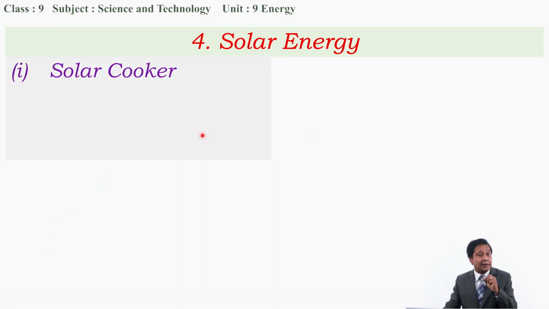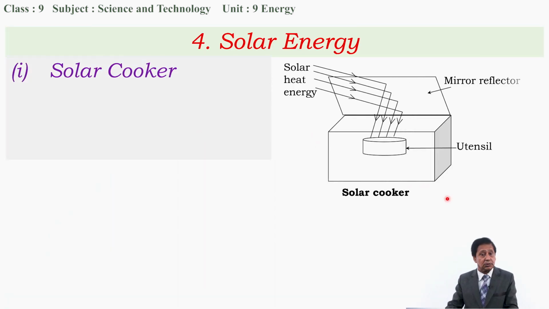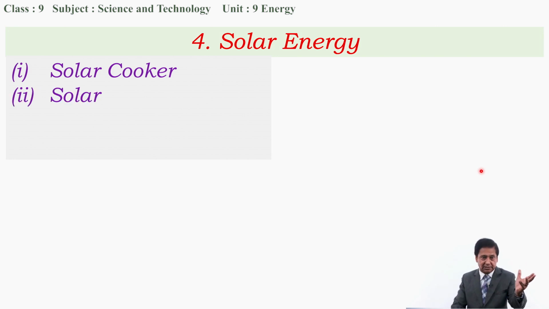We can use a solar cooker, which appears like this. It was taught in the previous class also how a solar cooker works. Solar heat energy is reflected to a utensil. If we put certain food substances in the utensil, that can be cooked easily. This is the working of the solar cooker.